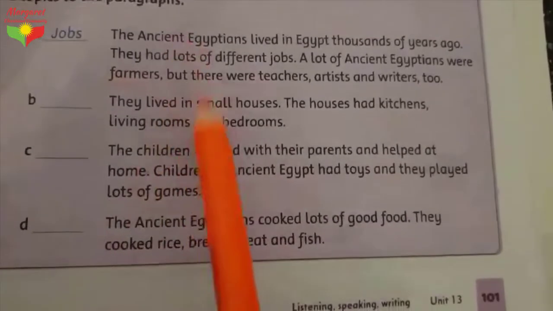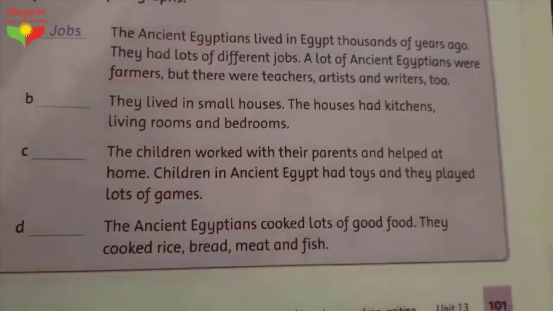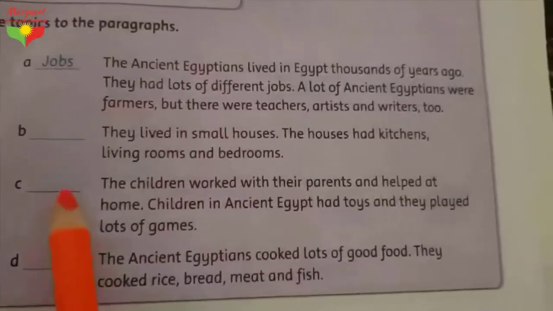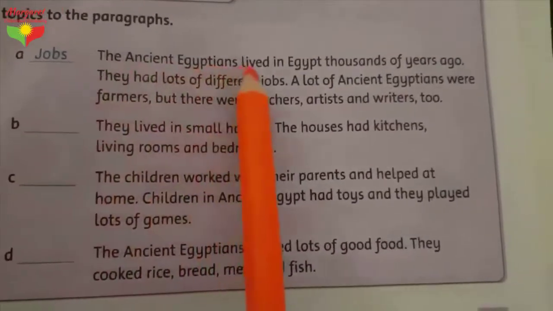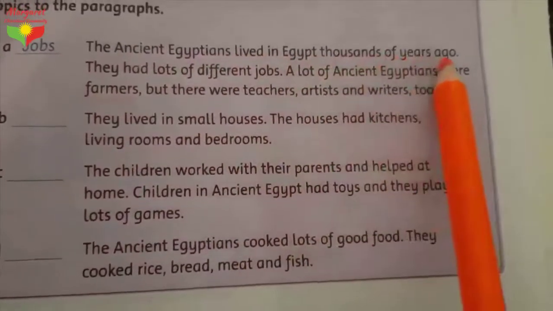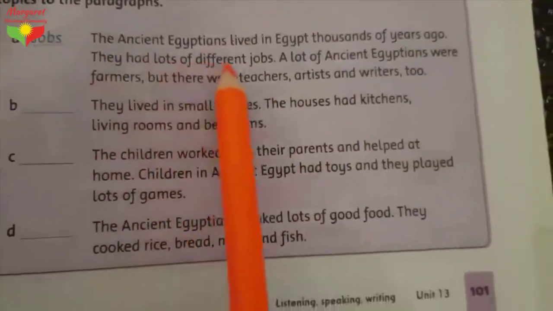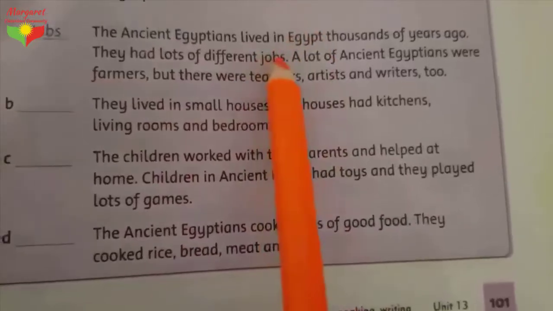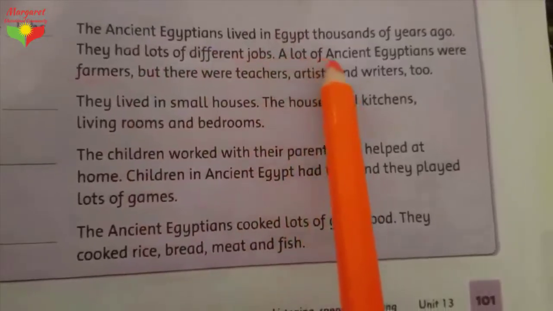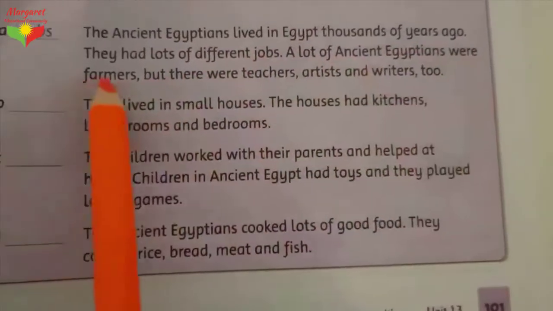For example, here we have these 4 paragraphs. So now let me read them one by one. The first paragraph says, the ancient Egyptians lived in Egypt thousands of years ago. They had lots of different jobs. Jobs. You see? A lot of ancient Egyptians were farmers.